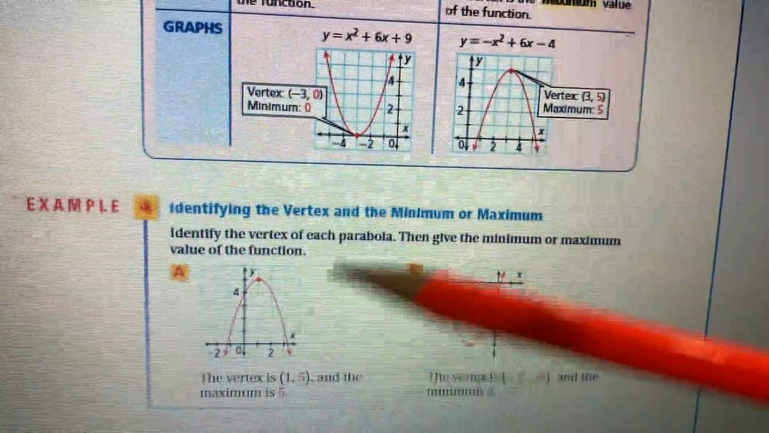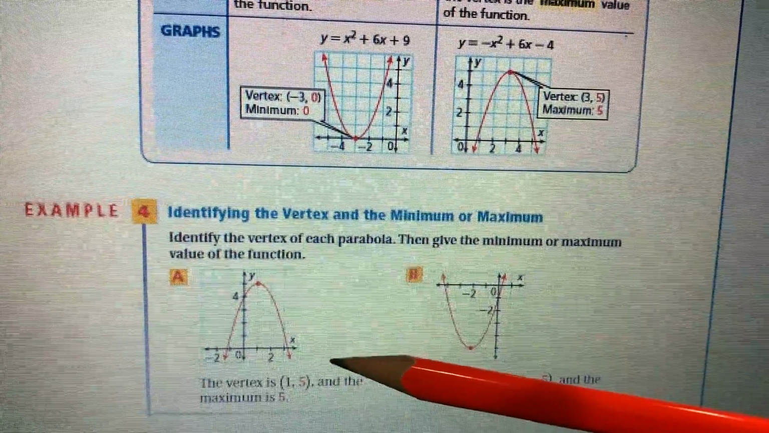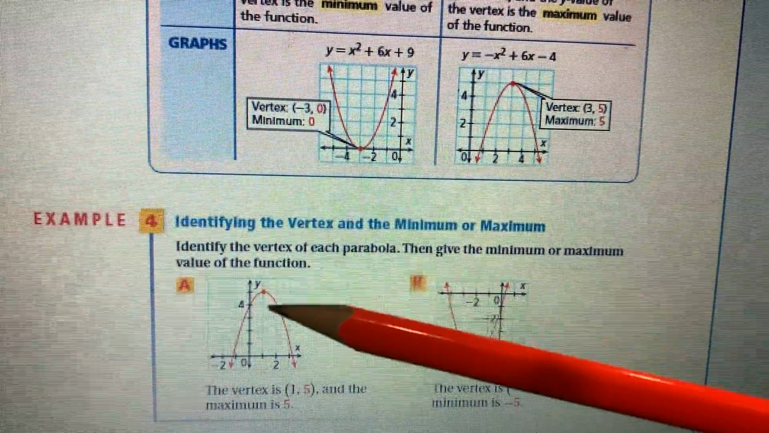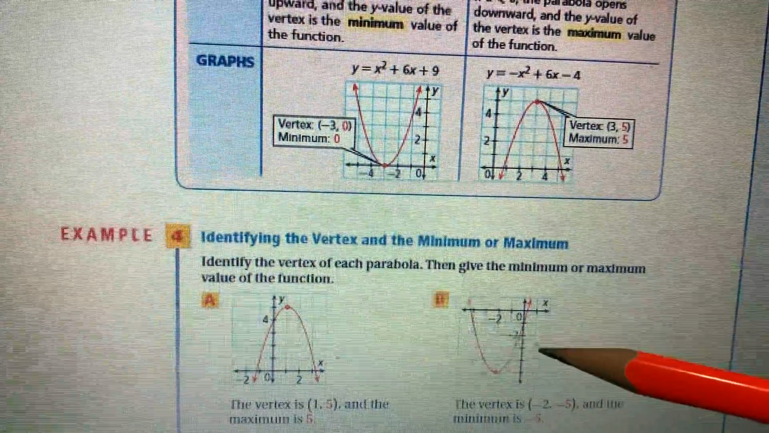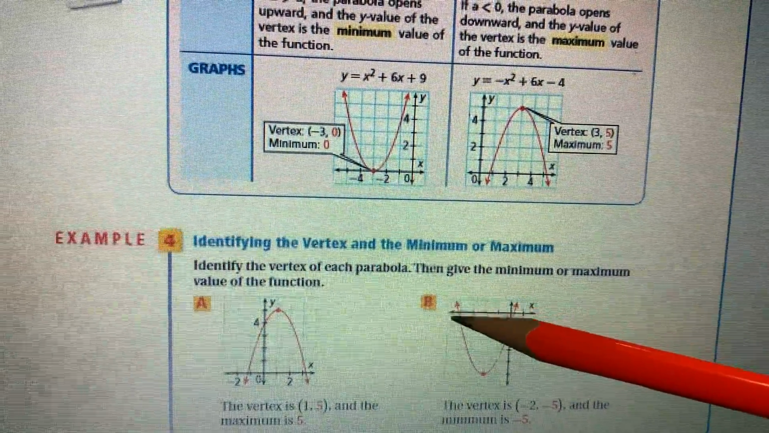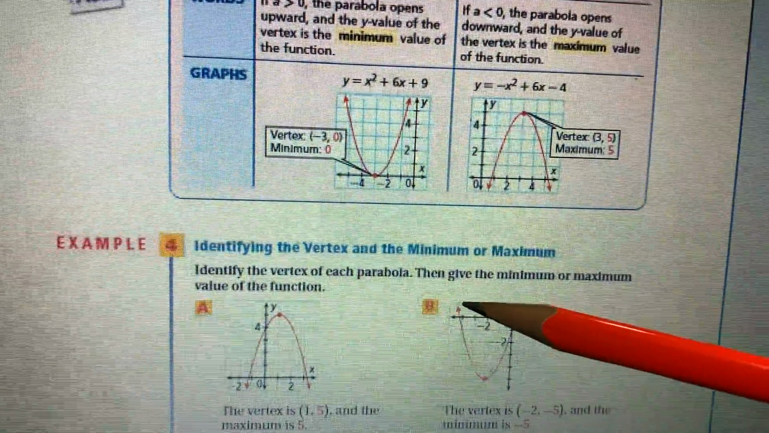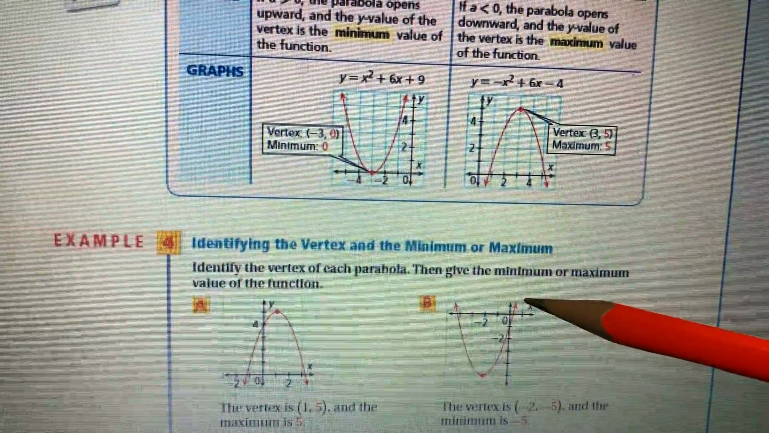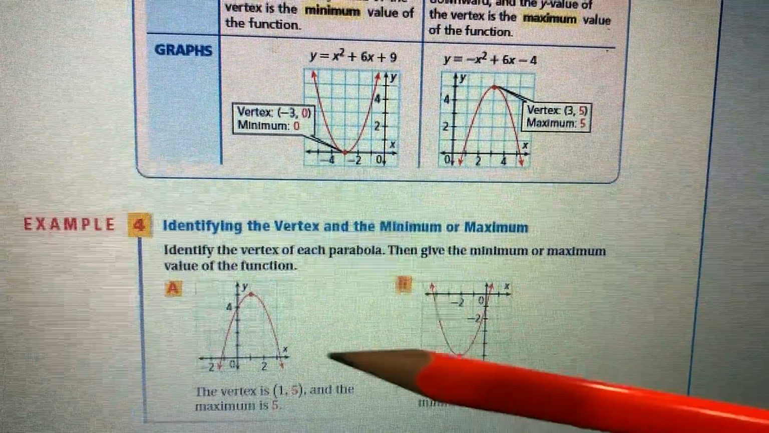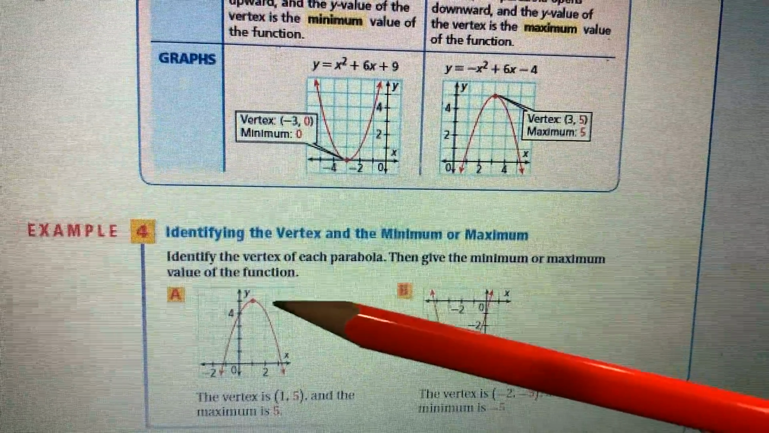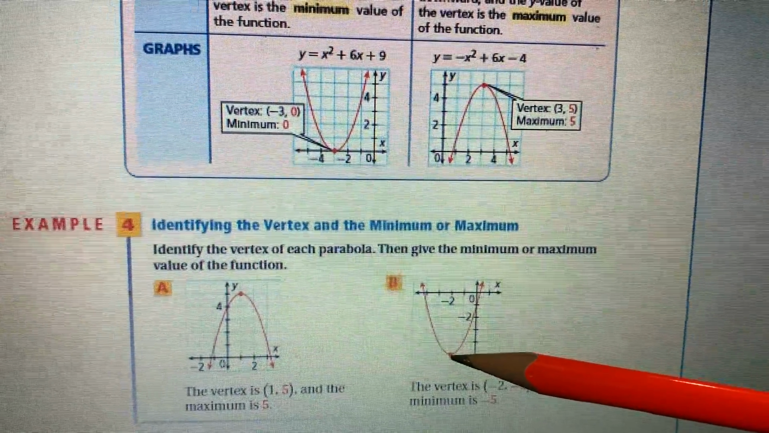One thing that you have to notice over here is that when the parabola opens downward, you're going to have a maximum value. That's the highest point that you're going to be having in that graph. And when the parabola opens upward like this, you are going to have a minimum value. When it opens downward, maximum. When it opens upward, it's a minimum value.